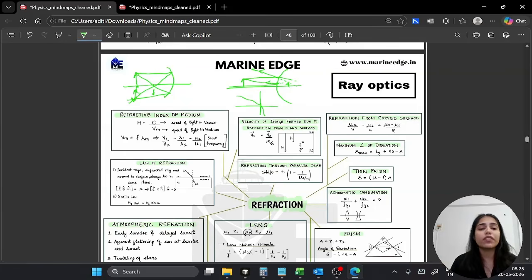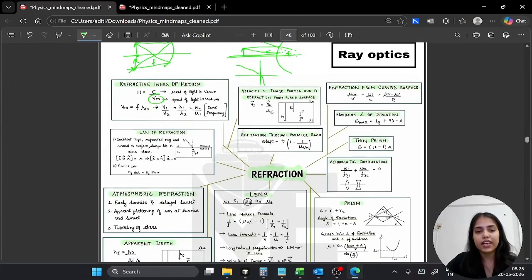Now, the refractive index of any medium is the speed of light in vacuum divided by the speed of light in that medium. And the laws of refraction state that the incident ray, refracted ray, and the normal to the surface always lie in the same plane. Then we have Snell's law, that is mu1 sin i equals mu2 sin r, where mu1 is the refractive index of the first medium and mu2 is the refractive index of the second medium.